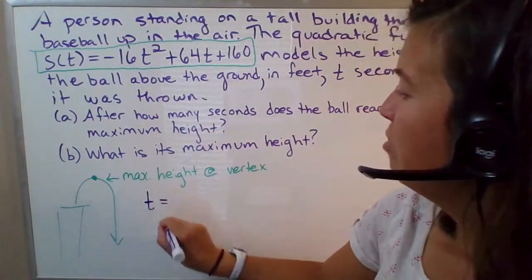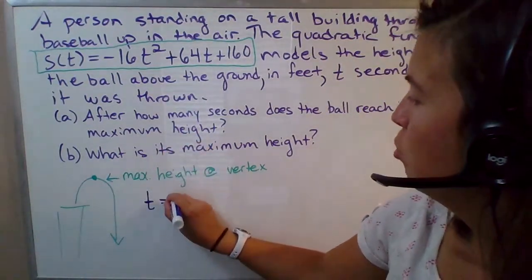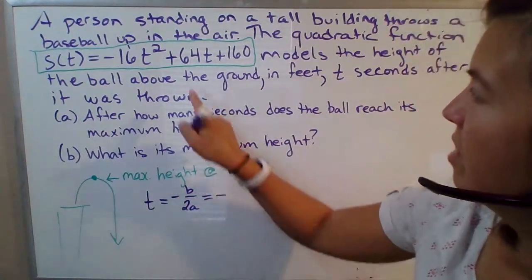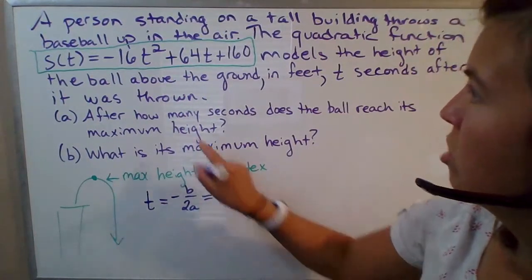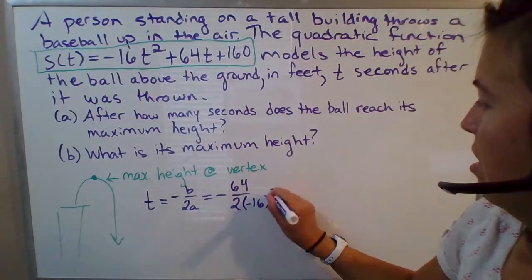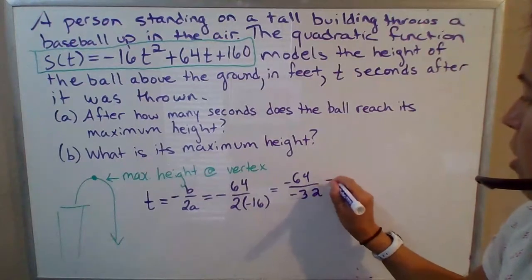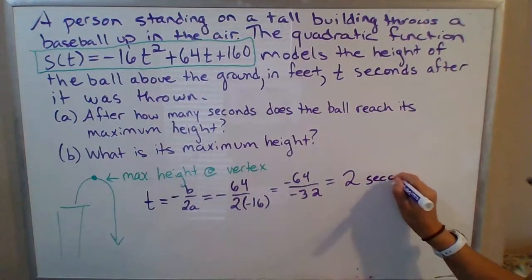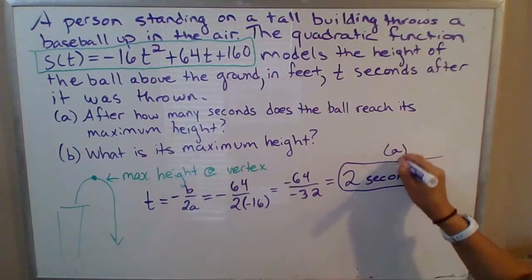If we want to find the value of the input variable associated with the vertex, we use that negative b over 2a formula, where in this case b is 64 over 2 times a is negative 16. And so we get negative 64 divided by negative 32, which gives us positive 2. So it reaches the maximum height at t equals 2 seconds. That would be the answer to part A.